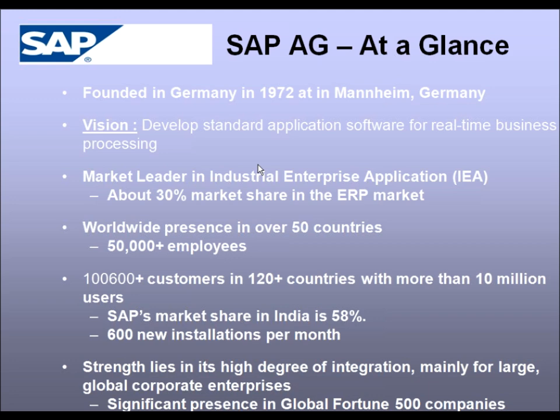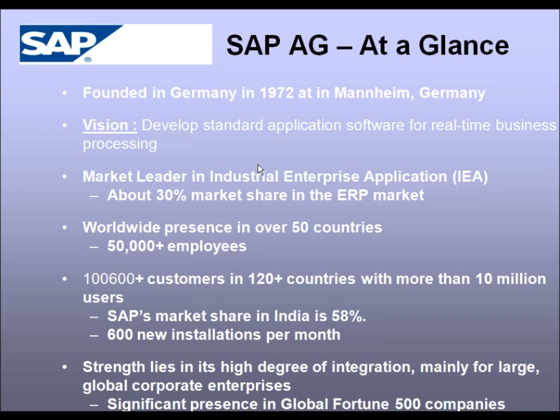As you know, SAP is a product of SAP AG company. AG stands for limited in the German language. It was founded by five German engineers who used to work at IBM in the 1970s, I mean to say in 71. So they established this company in 1971 in a place called Mannheim. And then their initial vision while establishing this company was to develop a standard application software for real-time business processing.